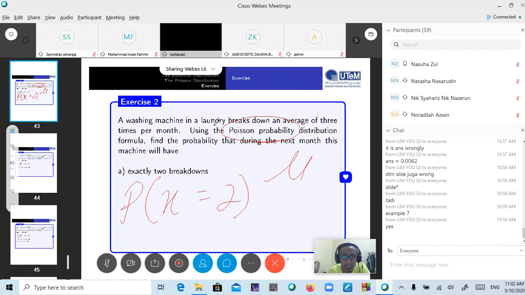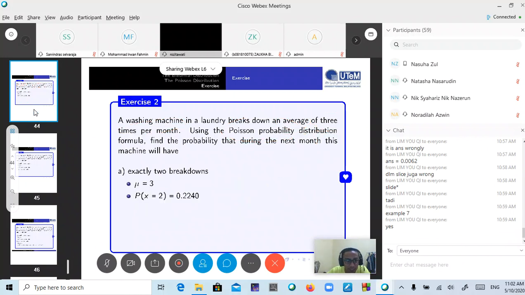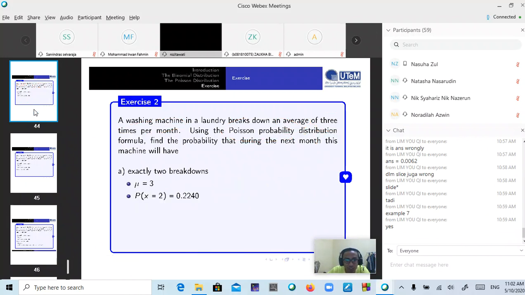A washing machine in a laundry breaks down an average of 3 times per month. Okay, 3 times per month. Using the Poisson probability distribution formula, find the probability that during the next month. Okay, so yang ni dia pun nak dalam month. So you can straightforward use mu equal to 3. Okay. So calculation, you can get 0.2242. Yang ni better you guna table lah, lagi mudah. Okay.